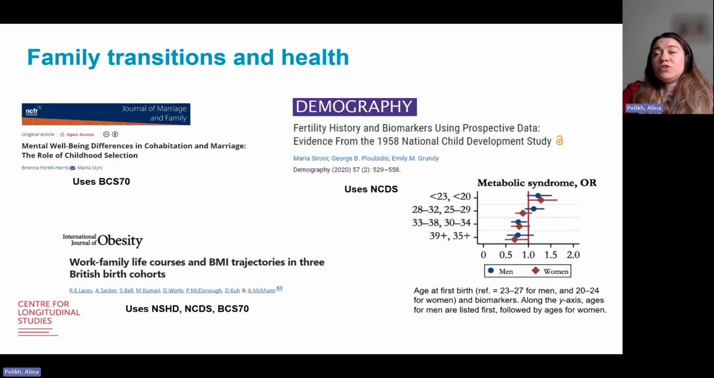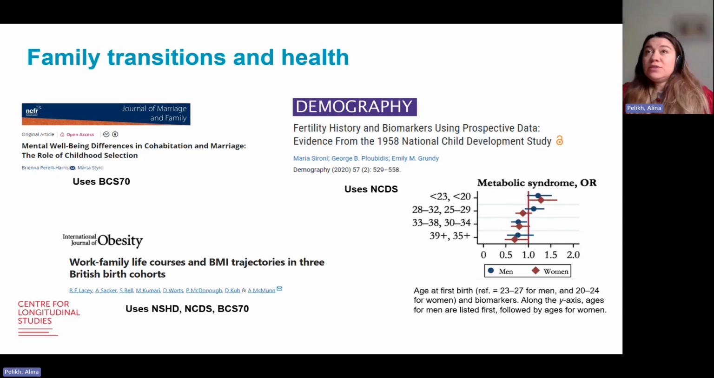The next set of examples shows how you can combine family transitions and data on health. As Vanessa mentioned, the cohort studies collect a lot of information on health, and you can think about how you want to combine it if that's of your research interest. Some of the examples presented on this slide show how the paper on the right from Demography Journal shows how fertility histories can be combined with biomarkers.